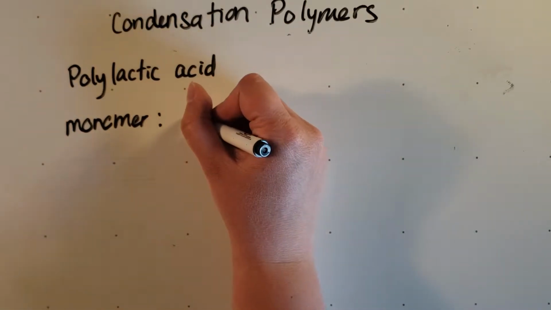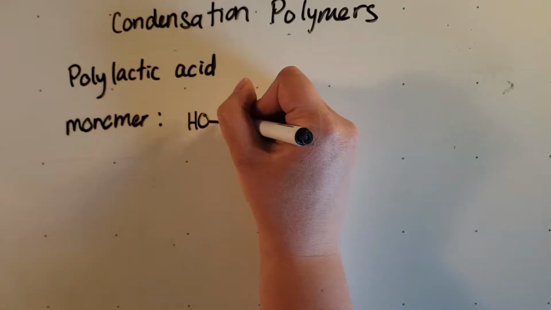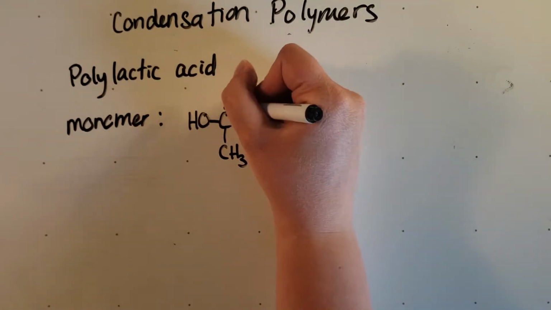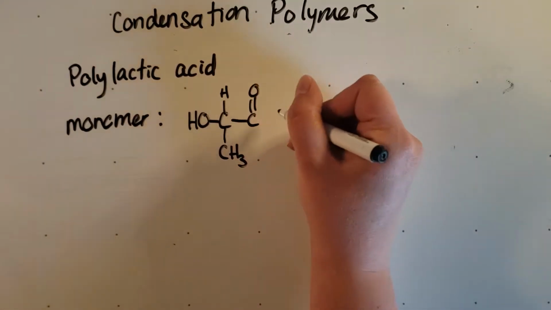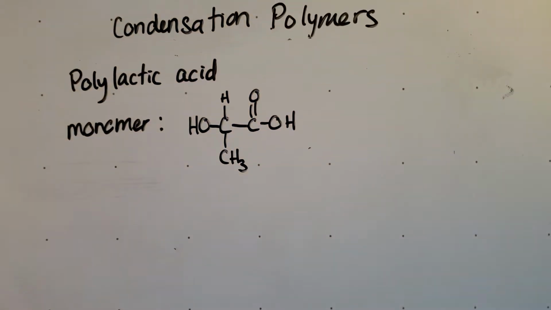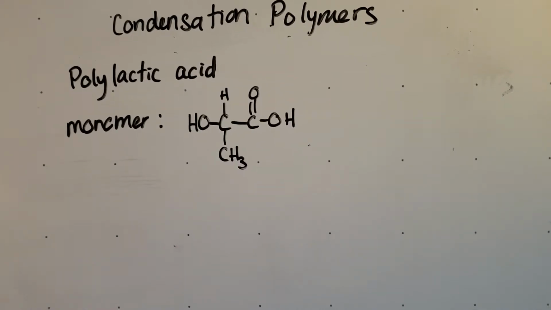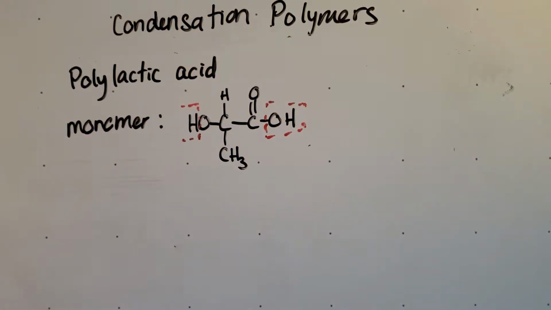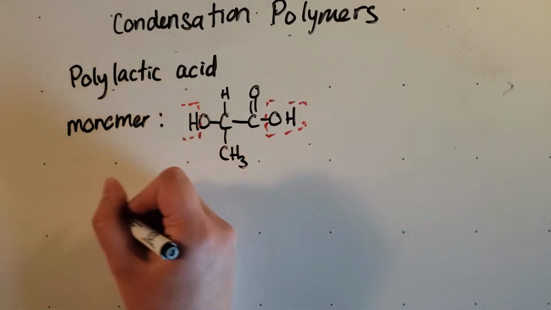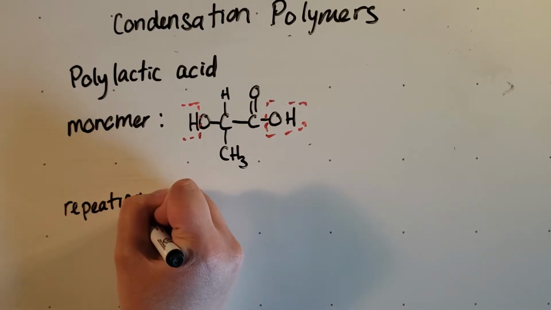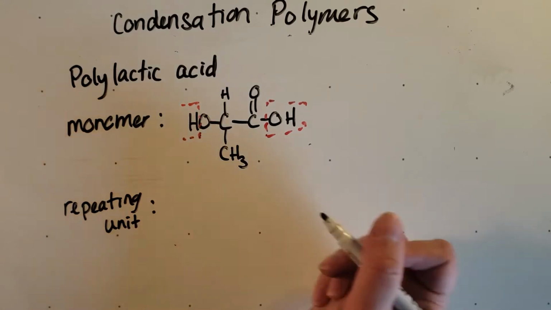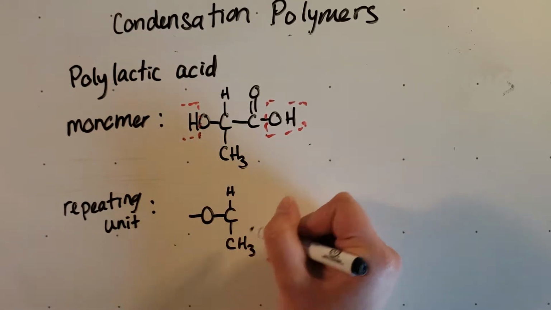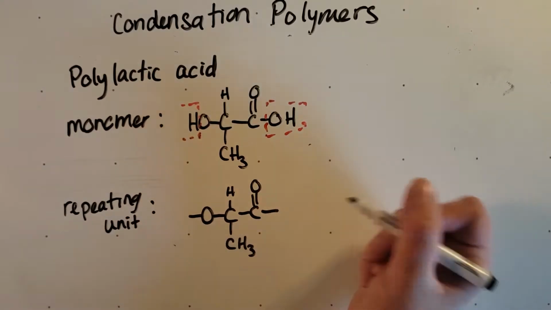Where the monomer is lactic acid. In lactic acid, you have on one end your alcohol functional group, and at your other end you have your carboxylic acid. So we have that single monomer. It's still that's going to come off, and that. So our single repeating unit will be the O, and then that carbon with the hydrogen and the CH3. Okay, so that's our single repeating unit.